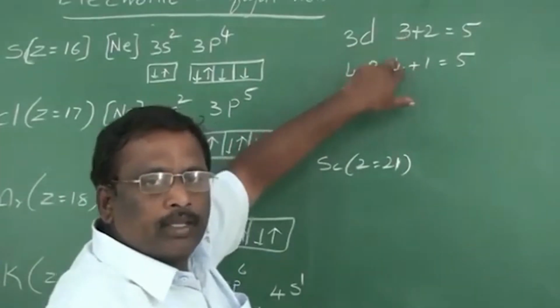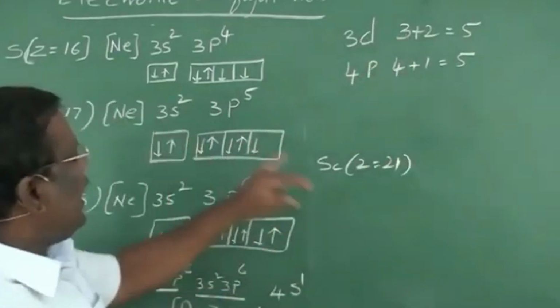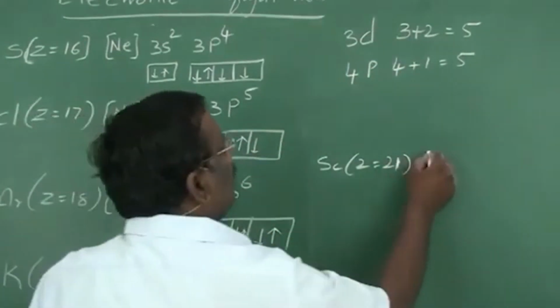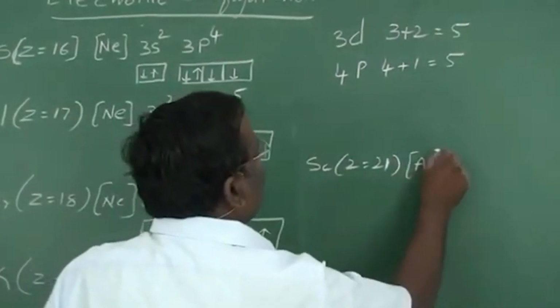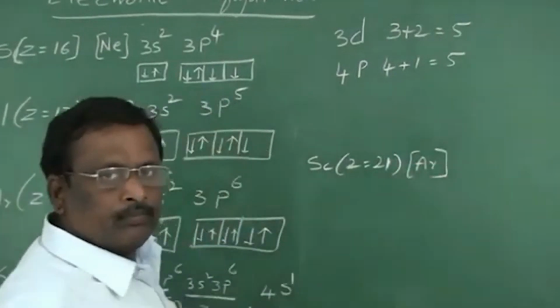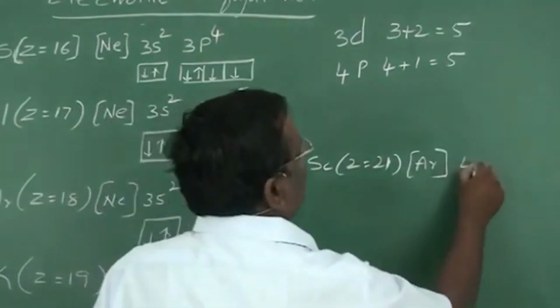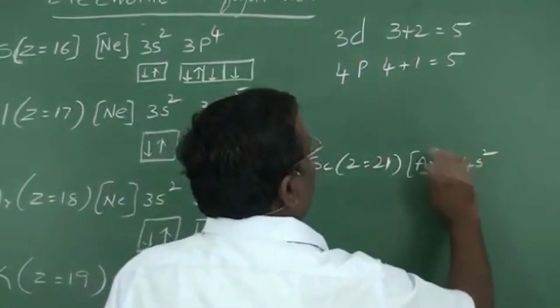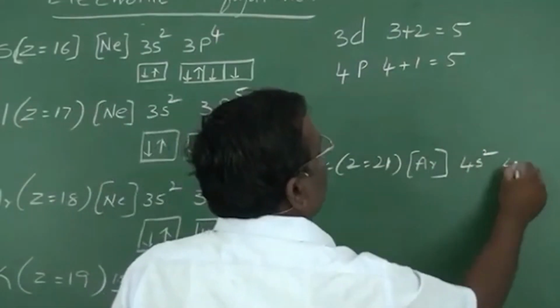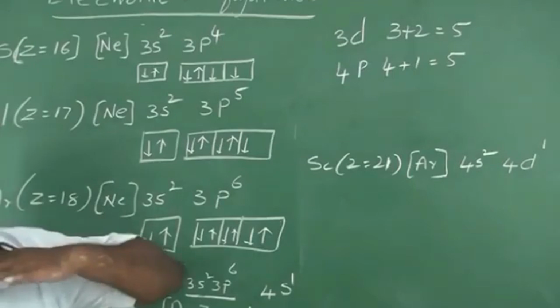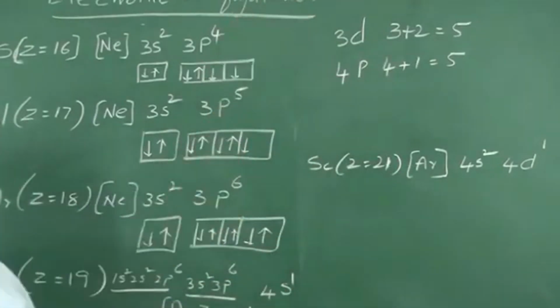So in scandium, up to argon, the 18 electrons' electronic configuration is the same. The next two electrons will enter 4s2 and the 21st electron will enter 3d1. And in the next 10 elements, the d orbital will gradually fill up.